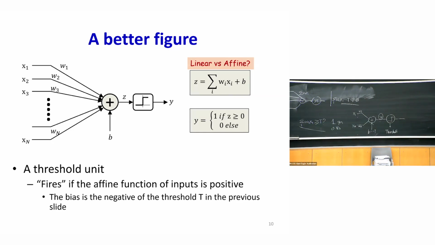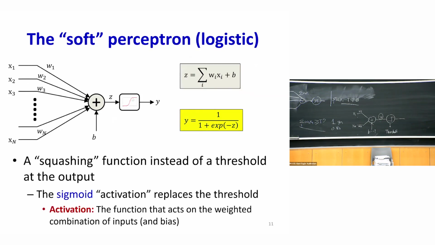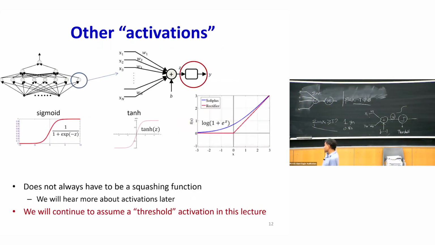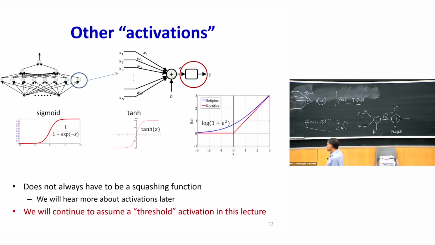Once I do that, I can replace this threshold activation with other activations like a sigmoid, which is a soft version of a threshold activation, or other things like a tanh, or the softplus or the rectified linear unit, which you will get used to pretty soon in class. For the purpose of this lecture, we're going to continue assuming a threshold activation, because threshold activations are the most intuitive to understand in many senses of the word.